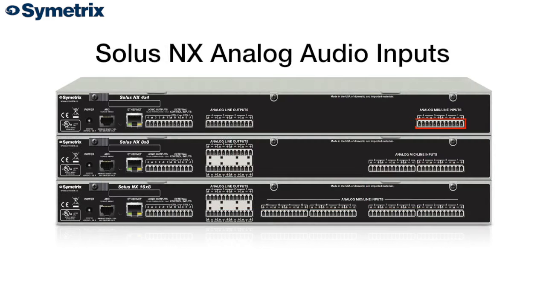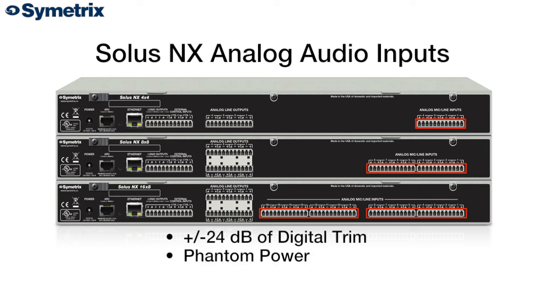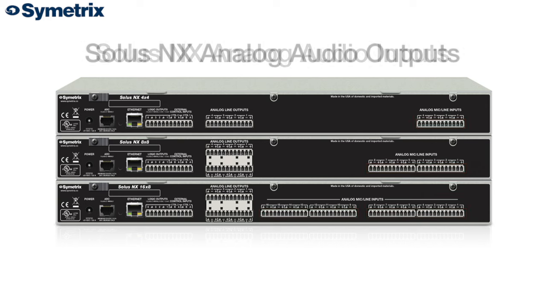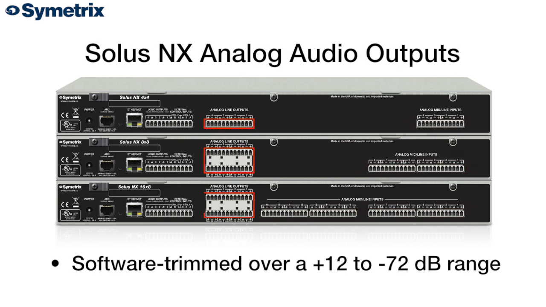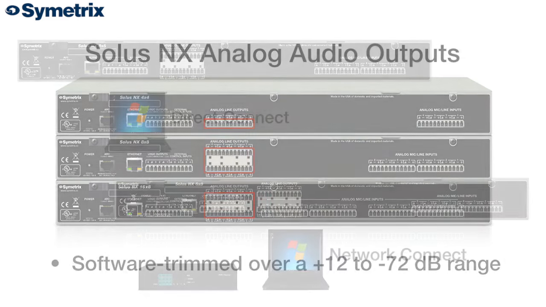Solux NX analog audio inputs accept either mic or line level signals, each channel having ±24 dB of digital trim, phantom power, signal inversion, and mute. Solux NX balanced analog outputs are software trimmed over a +12 to -72 dB range.